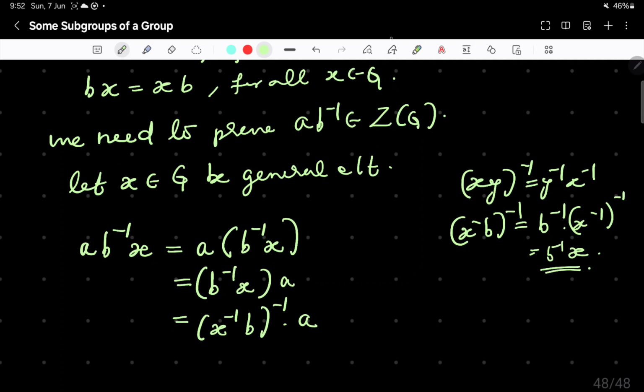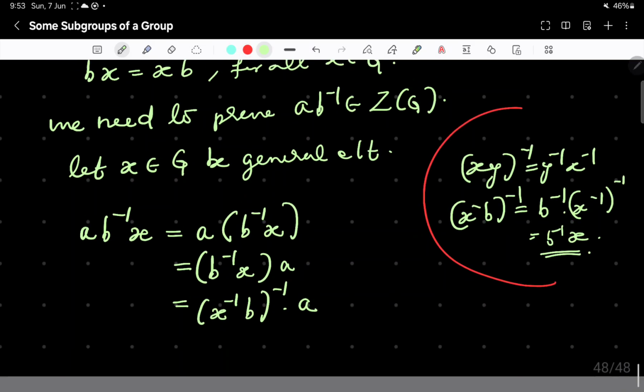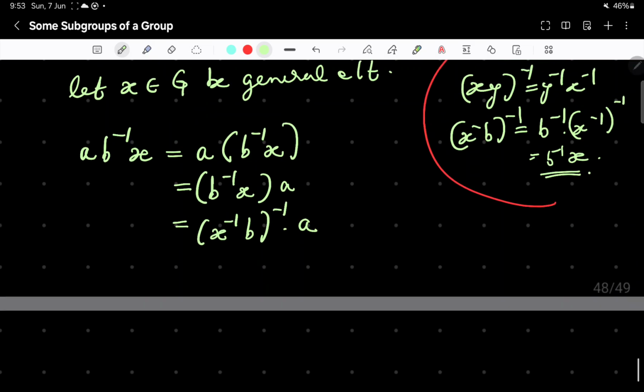So that's why I have done it. I have just changed it. You can note it here, right? Okay. Now why did I write that? Because B is an element of Z of G. See, B is an element of Z of G, so I can play with it. B commutes with everybody. So B commutes with x inverse. So I can write (Bx inverse) all inverse times A.